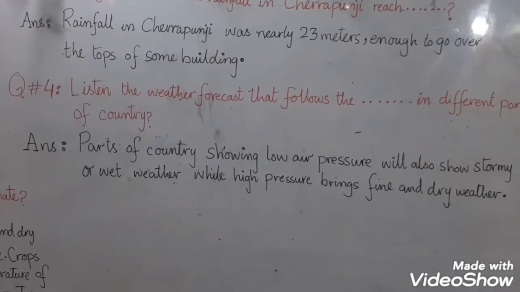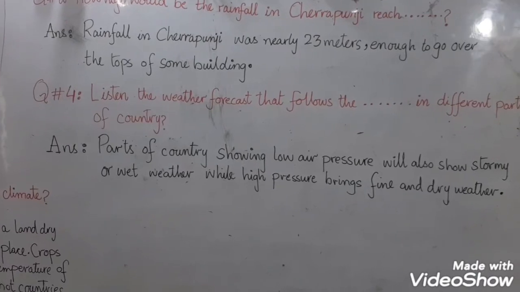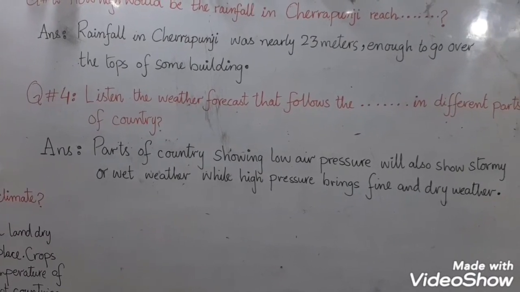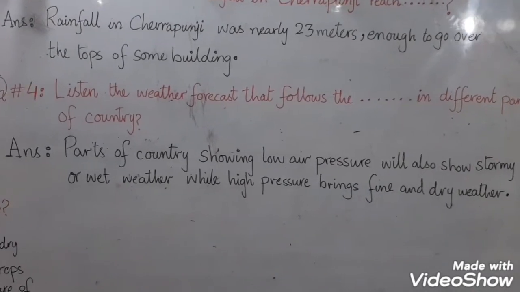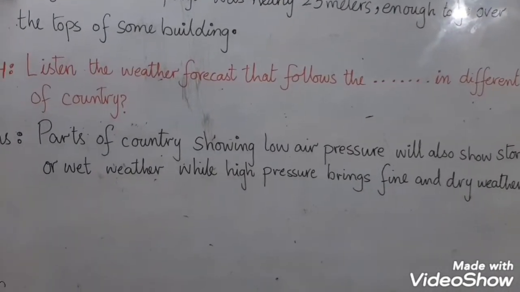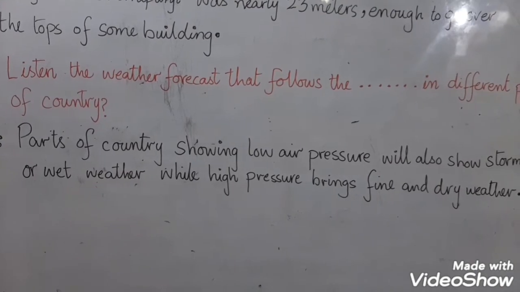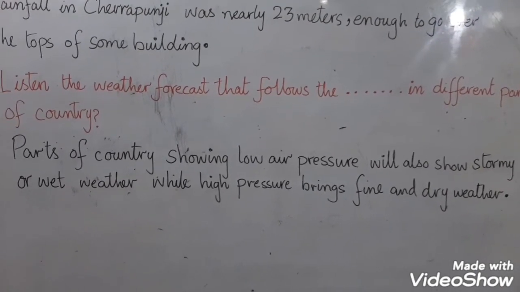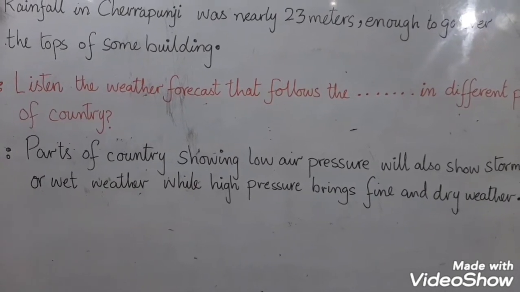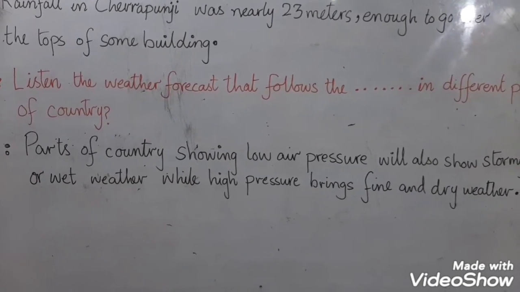Question number 4. Listen to the weather forecast that follows in different parts of the country. The answer is: parts of the country showing low air pressure will also show stormy or wet weather, while high pressure brings fine and dry weather.